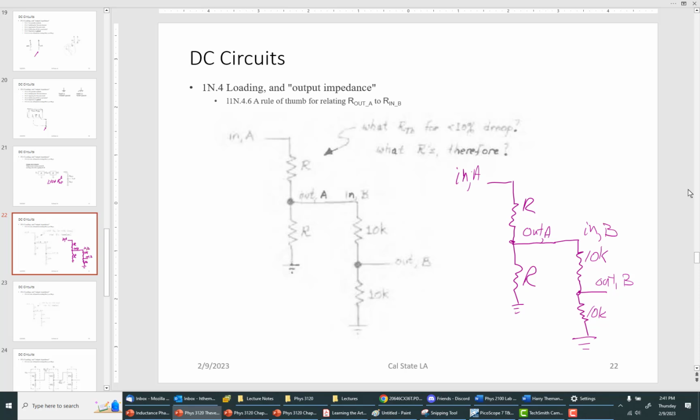So one thing that is not entirely clear in the text is that the input impedance of B is equal to, in this case, 20K. So it's R1B plus R2 in series, because it's going to ground, and then we're assuming at the moment nothing's attached to B.